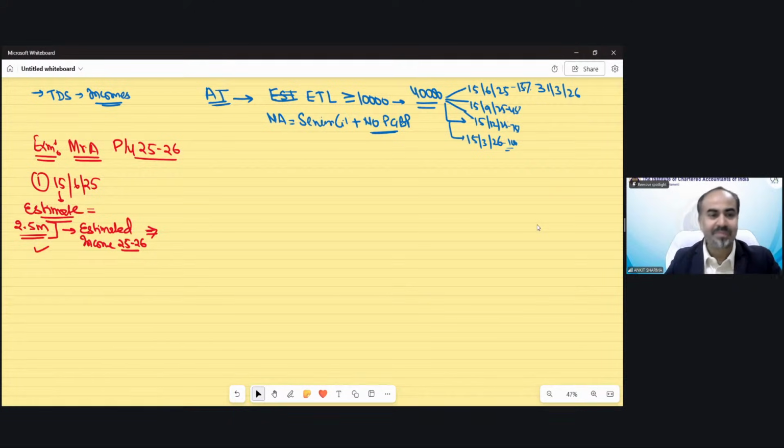Okay, good. So practically it is difficult for me, because if my client came to me and asked me to calculate his estimated tax liability, I need to collect a lot of data from him.